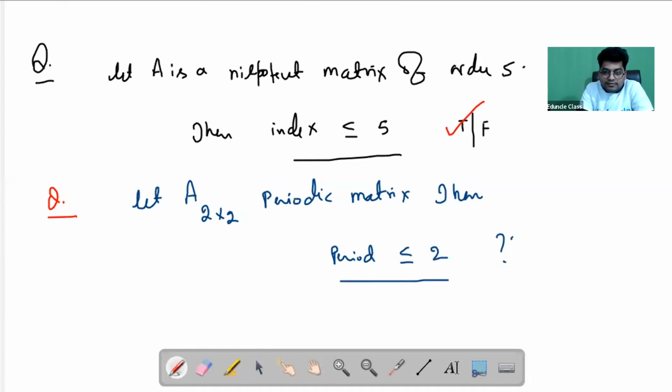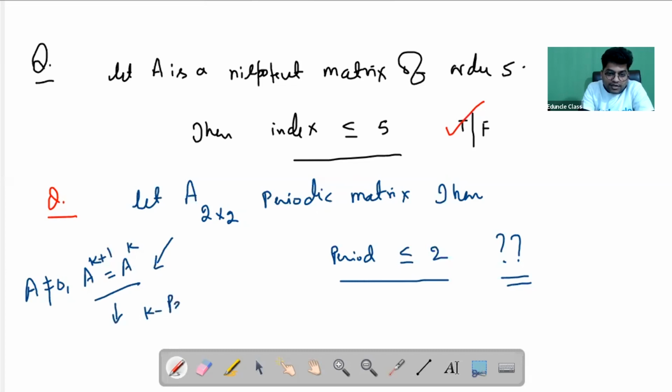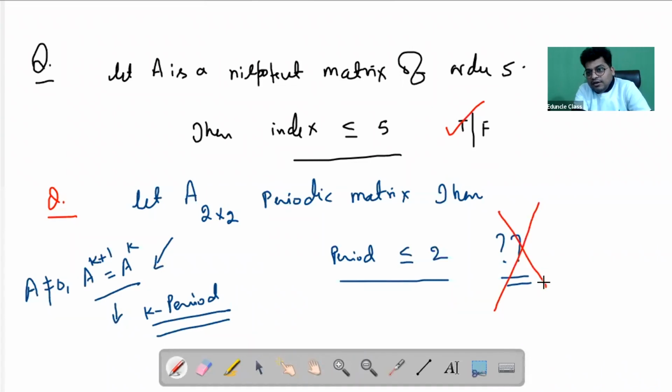Period means A is a non-zero matrix, and A to the power k plus 1 is equal to A to the power k... then k is the period. We have discussed this already. What is the meaning of the period of a matrix? So this is not true. Period can go beyond n, but the nilpotency index cannot. We have generated a new problem. You will not find this problem in any book or on Google. I generated this problem, thought of it, with the help of the rotation matrix.